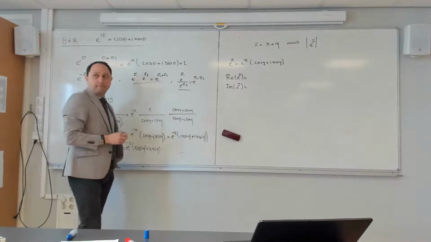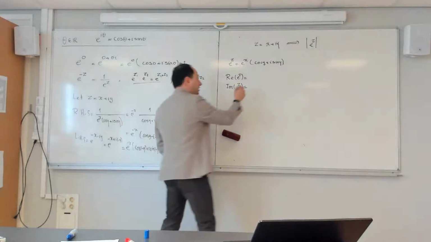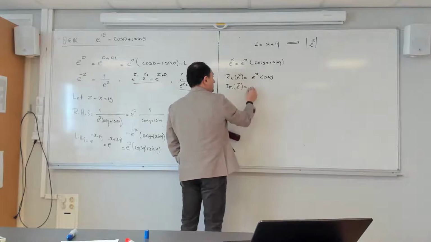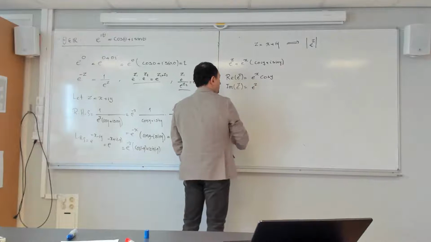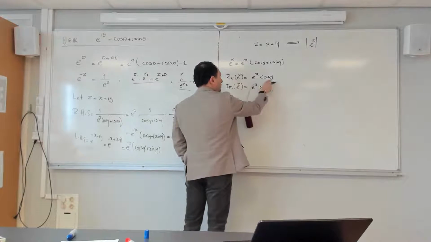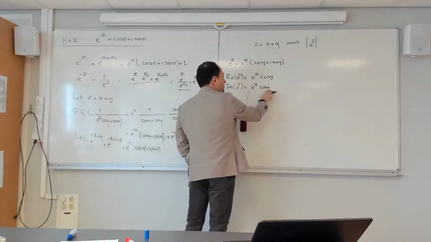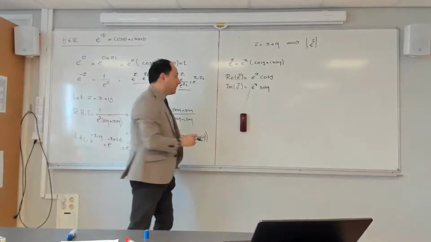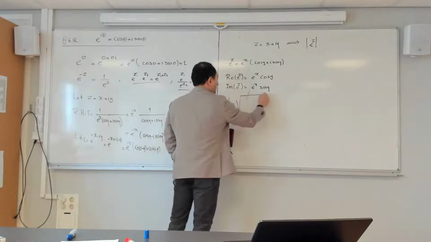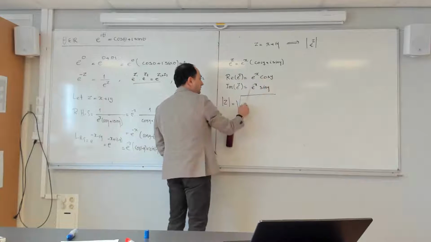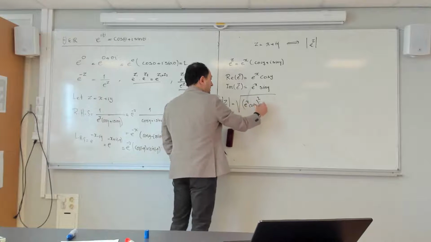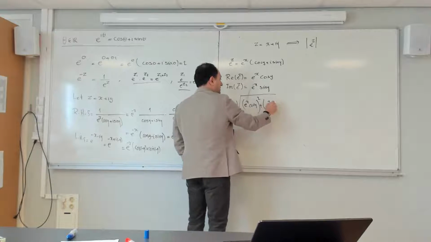e to the power of x cosine y, yes? And then the imaginary part of e to the power of z is e to the power of x sine y, yes? Now these are no longer complex functions. These are just real functions because x and y are real. Okay, and then if I ask you what is the absolute value of this, you need to write the square root of the real part to the power 2 plus the imaginary part to the power 2, yes?